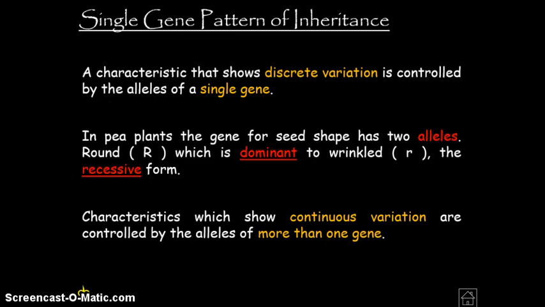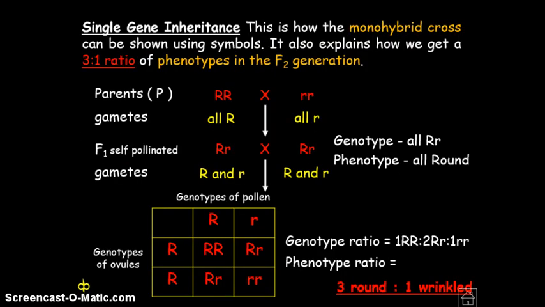So once again, a characteristic that shows discrete variation is controlled by the alleles of a single gene, which may be dominant or recessive. However, characteristics which show continuous variation are controlled by the alleles of more than one gene. Single gene inheritance can be shown by a monohybrid cross, where true breeding original parents for the dominant and recessive phenotypes can be bred together to produce ultimately an F2 generation, which shows a ratio of 3:1 dominant to recessive phenotype.